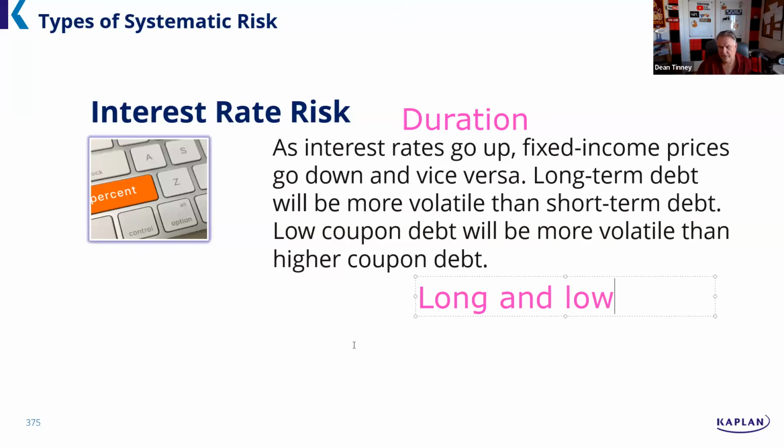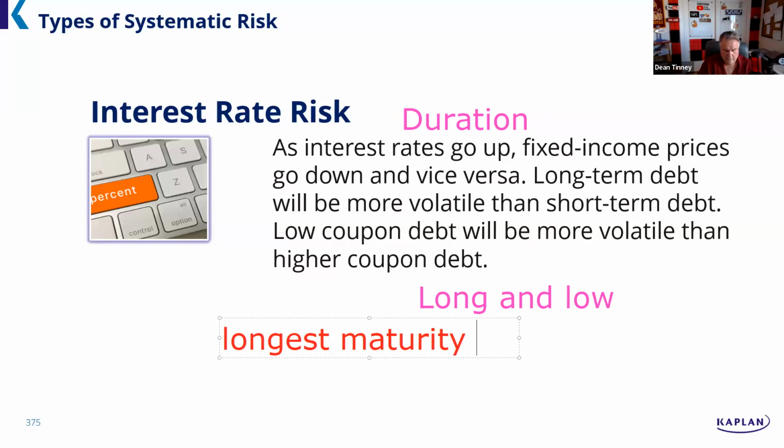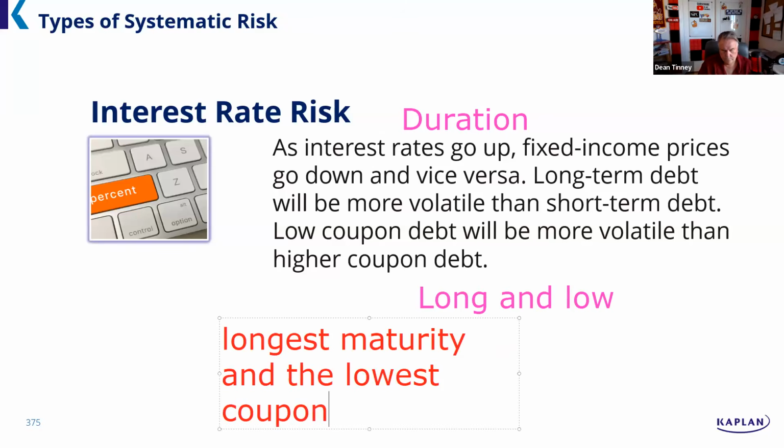So if I ask you which bond has the most volatility or has the highest duration, that's the fancy word for it, you're going to pick the bond that has the longest maturity and the lowest coupon. And that would be the bond that has the most volatility.